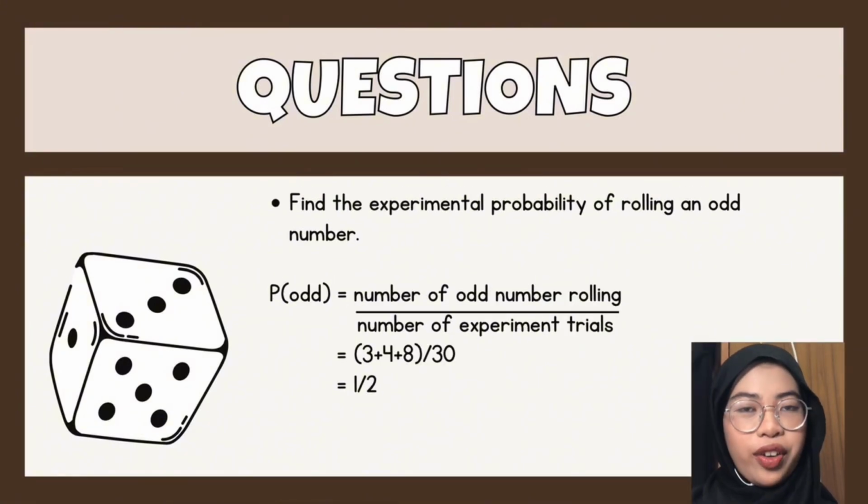Next question is to find the experimental probability of rolling an odd number. We use the equation P equals number of odd number rolling over number of experimental trials. Thus, the number of odd number rolling based on the constructed table is 3 plus 4 plus 8 over the number of experimental trials, which is 30. Hence, the experimental probability of rolling an odd number is 1 over 2.